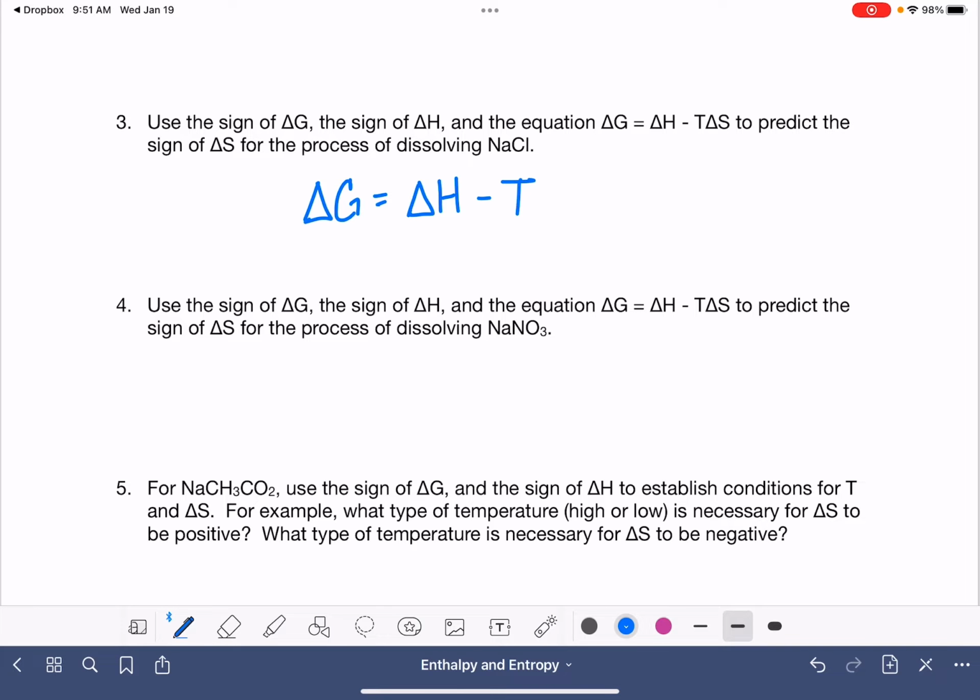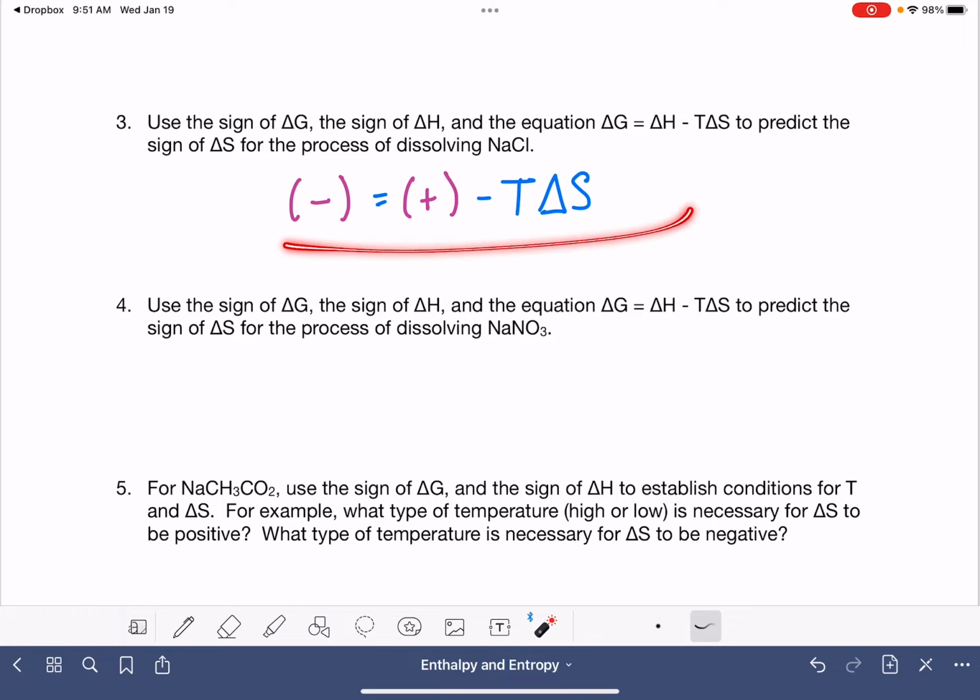So you're going to be basing this off of this equation right here, and let's just say that I decided for NaCl that the delta G is always a negative number. So I'm just going to put a negative in parentheses. And I decided that the delta H is always a positive number. I'm just going to put a positive in parentheses. So in order for this equation to be mathematically accurate, in order for me to get a negative number over here for delta G, and it doesn't matter what the value is, all that matters is that it's a negative number, what does the sign of delta S need to be in order for all of this to be true?